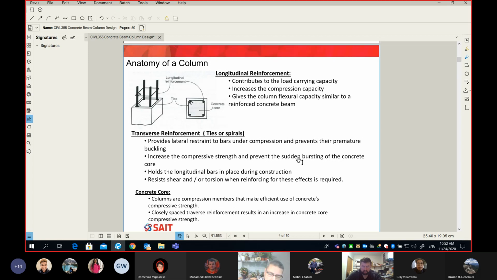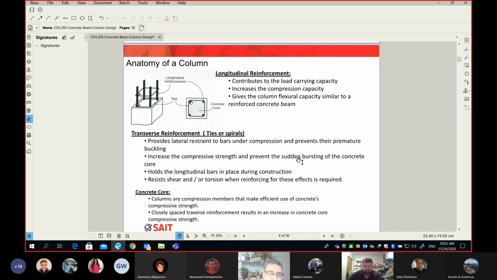I know I said columns have minimum to zero applied shear force, but when you add ties, they will increase the shear capacity of your column, same as they did with the beam. When we add stirrups to the beam, they bump up the shear capacity of the beam. Number 2, they hold bars in place during construction.